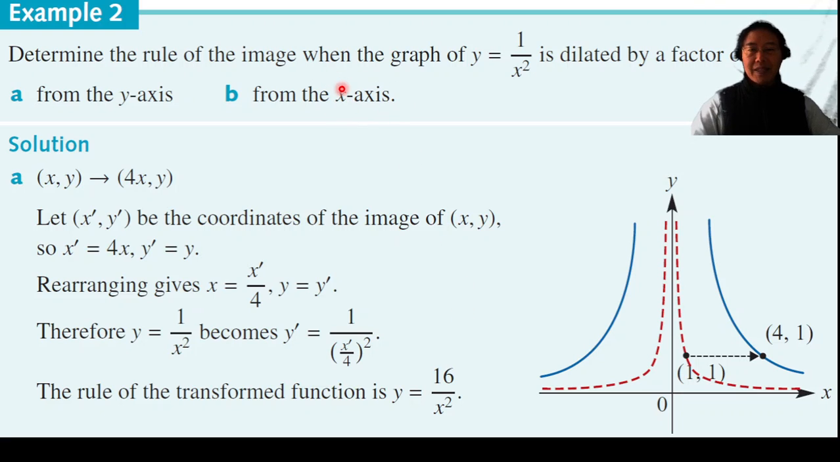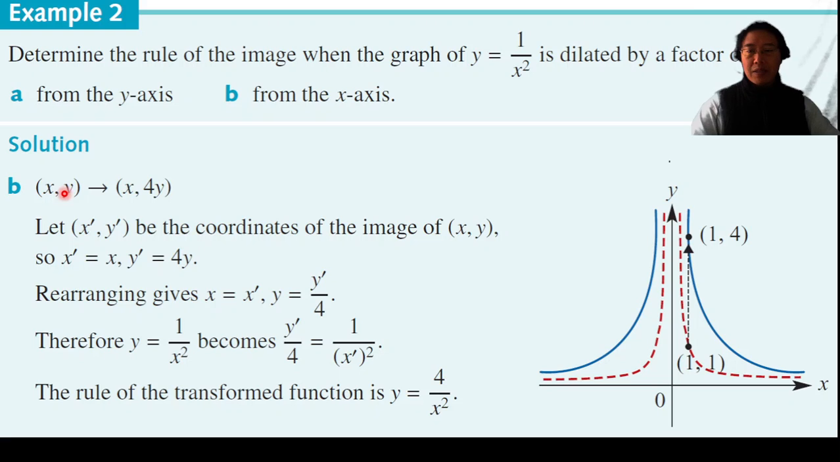Next one, from the x-axis. This time it's the y that becomes 4y. You do your mapping, and you rearrange to make x and y the subject. This time the one that's going to matter is your y. As you substitute into the rule, the left hand side becomes y prime over 4. You rearrange to make y prime the subject, and you remove the primes. Starting with (1, 1), that will be transformed to (1, 4). So (1, 1) is down here, (1, 4) is up there, away from the x-axis. So you can see the direction at which the red curve gets transformed into the blue one.